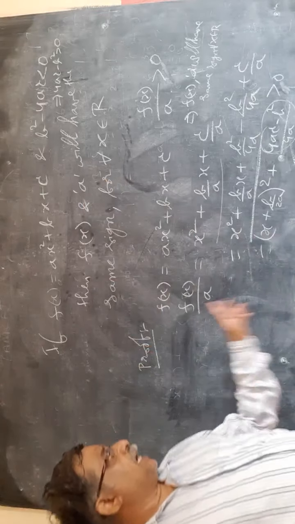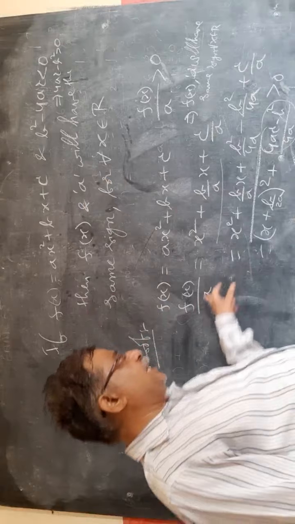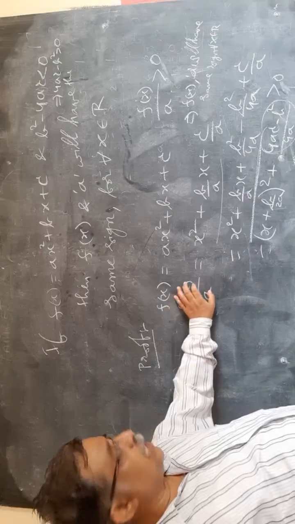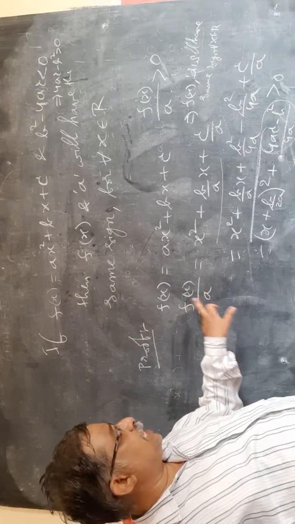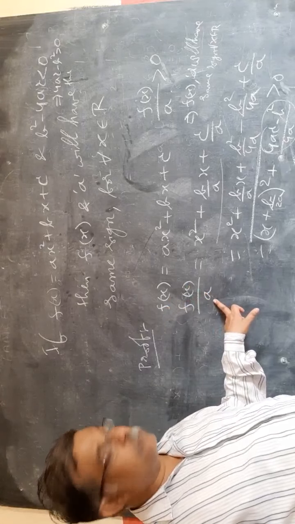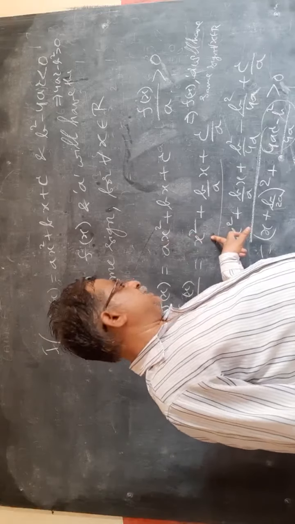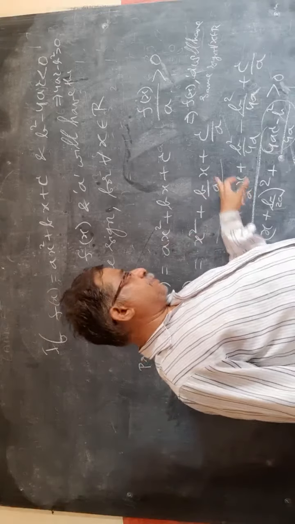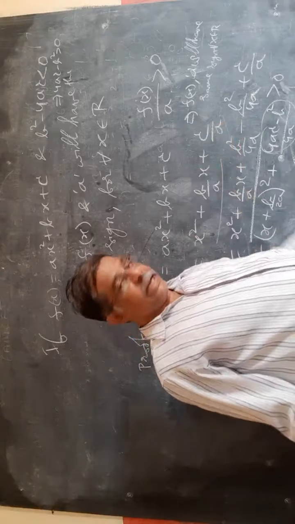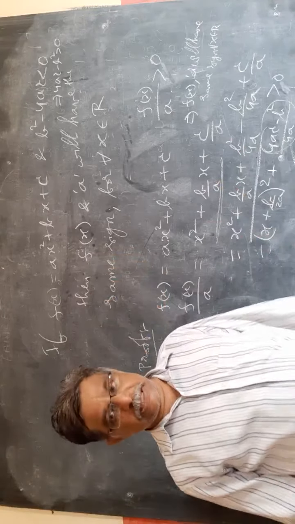So that's why, given f of x is ax square plus bx plus c, I am dividing with a so that I will get clarity on f of x and a. Dividing with a on both sides, I get f of x by a equals x square plus b by a x plus c by a. Now if you observe this, I can go for completing the square.